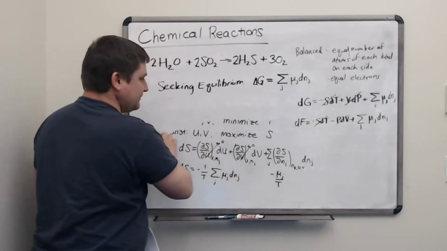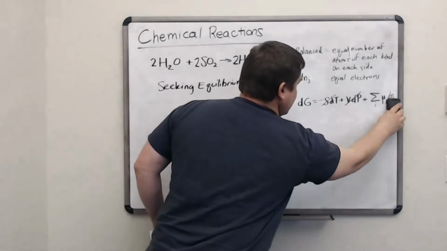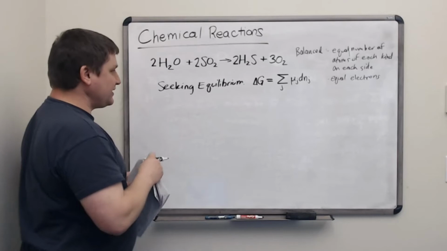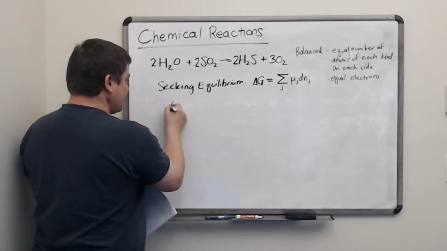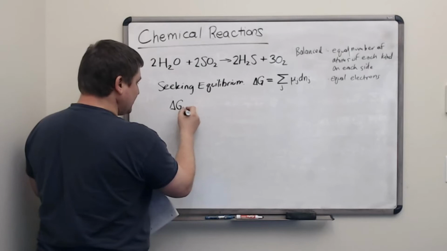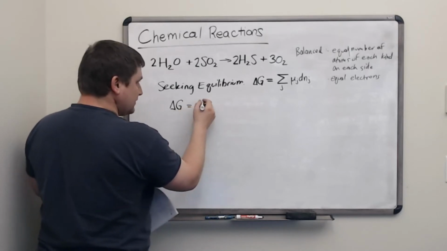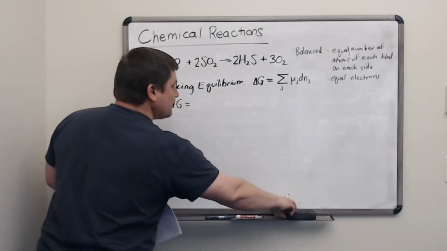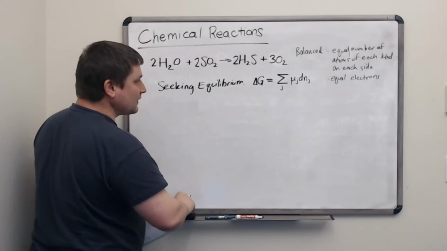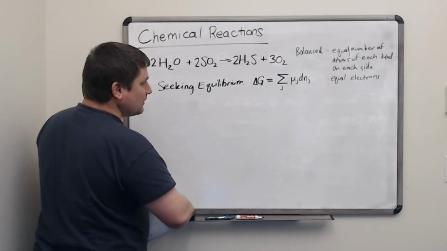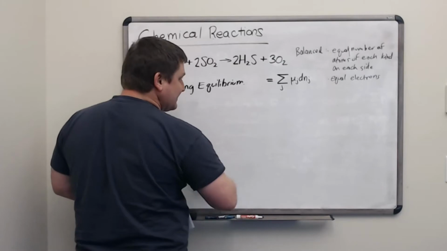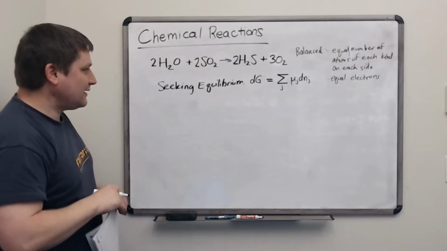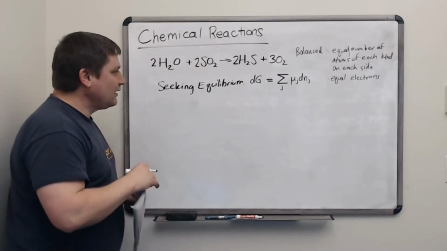So this quantity is the determinant of whether the reaction happens or not. So remember, delta G was equal to the... since this is not called delta G yet, this is dG. So that's dG still. Okay.